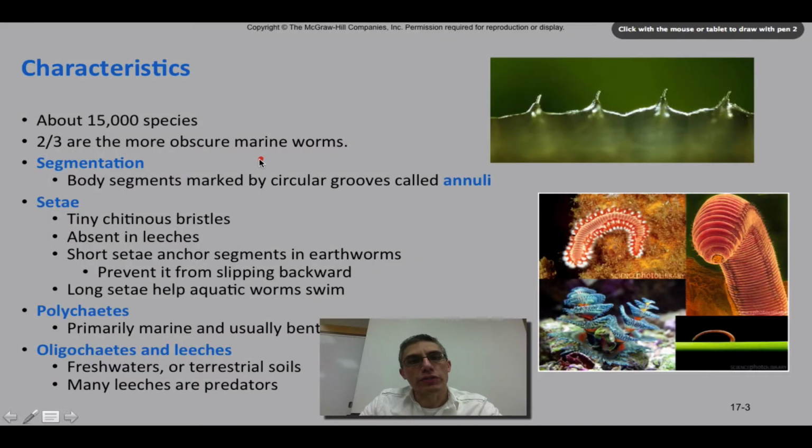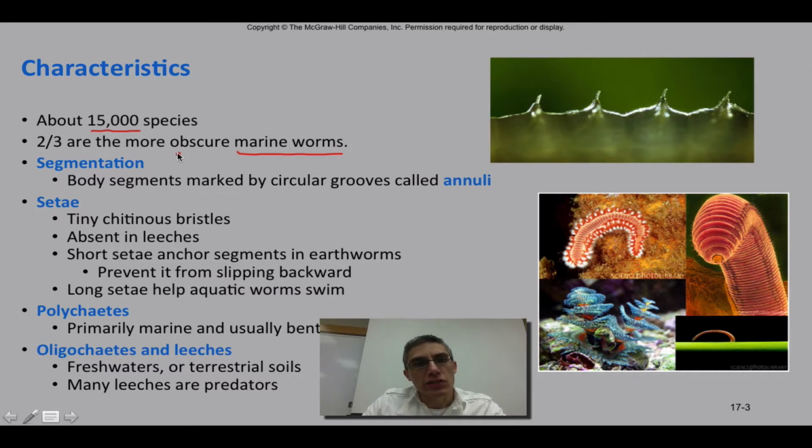Some of the characteristics that are unique to the phylum Annelida: they have about 15,000 species. About two-thirds of these animals are primarily marine worms, and it says obscure marine worms, which means a lot of times these worms will be hidden from view, so they're really hard to find. The other third are primarily freshwater worms or terrestrial worms like the earthworm. Again, segmentation is prevalent in this group, and the body segments are marked by circular grooves called annuli.